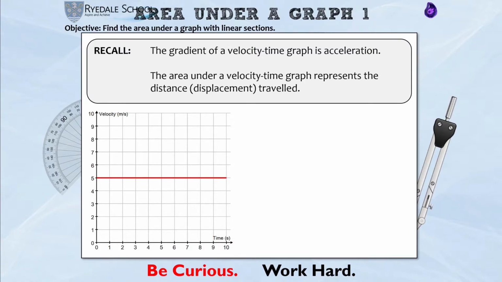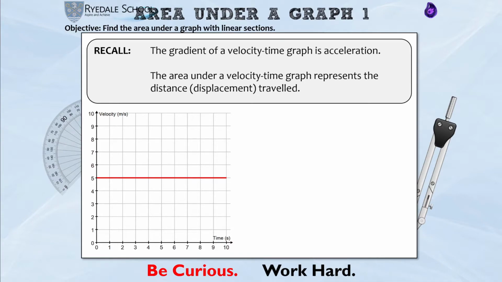Now, the reason why I've put the word displacement in brackets is all to do with the fact that we've called this a velocity time graph and not a speed time graph. Velocity is a vector quantity, and displacement is the vector quantity that is equivalent to distance. So I might interchange between the words distance and displacement, but technically the word that we should use is displacement and not distance.